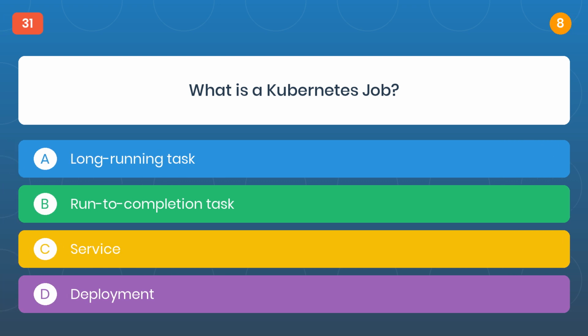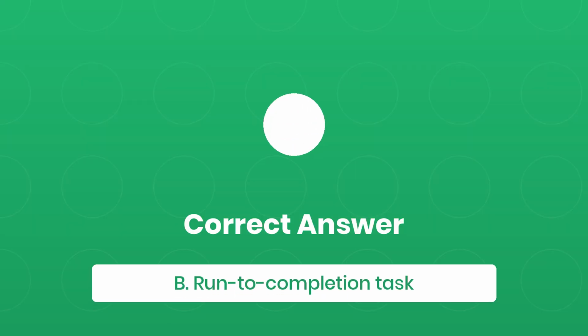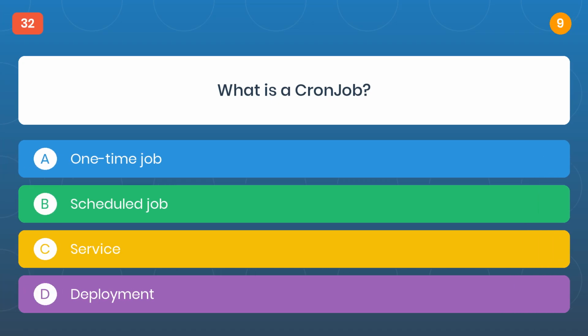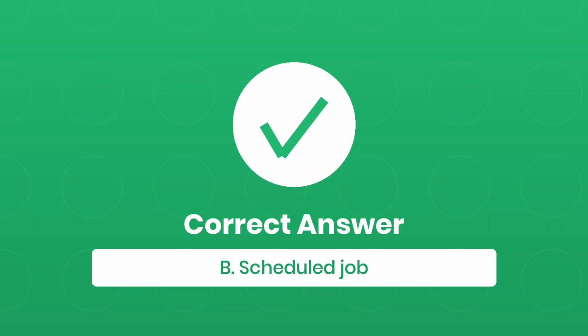Question 31. What is a Kubernetes job? The correct answer is B, run to completion task. Question 32. What is a cron job? The correct answer is B, scheduled job.